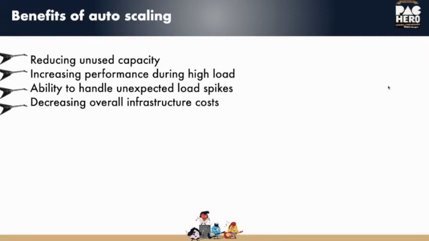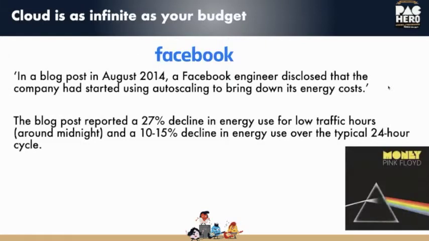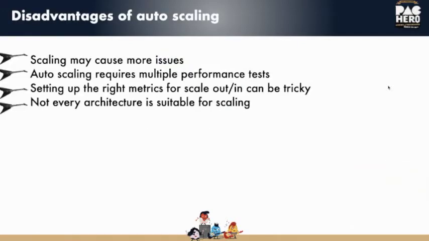But where there are benefits, there's also drawbacks. So let's go first to that. Scaling may cause more issues. When we have a performance issue, we say, just throw more CPU power at it. That's not always the case. If you add an extra server to your application server or front-end servers, it may start giving strange errors because you're having a stateful application.